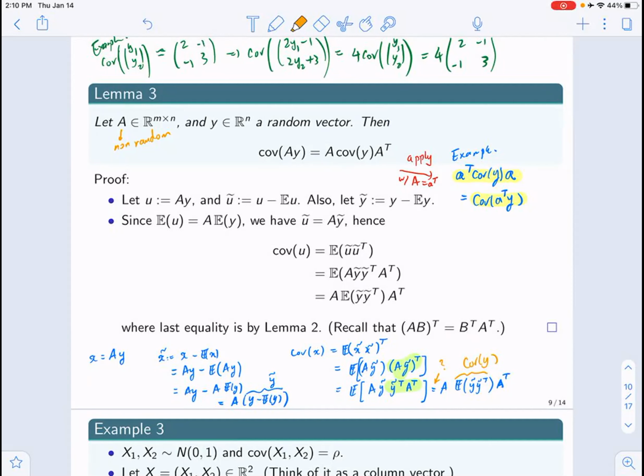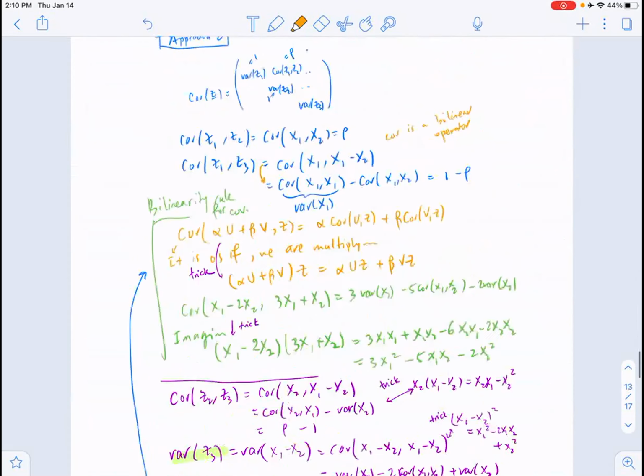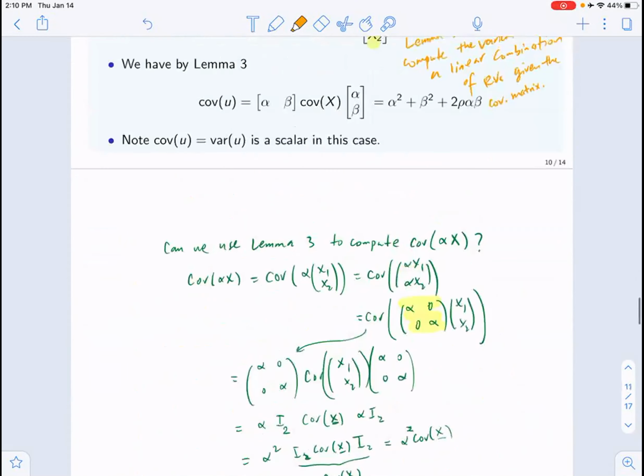No one else went through the proof? So maybe, do you want to help us? Maybe I can briefly go over the proof.